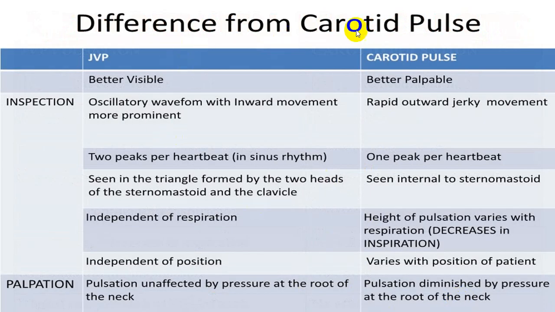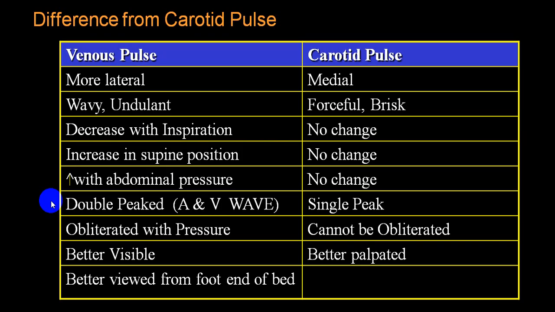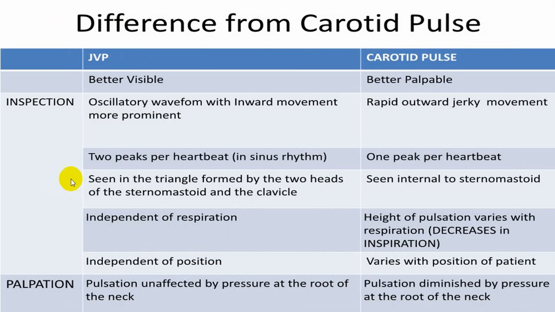This is the difference given in the form of inspection, palpation, etc. The same things we have discussed: better visible versus better palpable, oscillating wave with inward movement, where descents are more prominent, while here ascents are more prominent. There are two peaks here, one peak there. The JVP is better seen in the triangle formed by the two heads of the sternomastoid at the clavicle, while the carotid is seen medial to the sternomastoid.